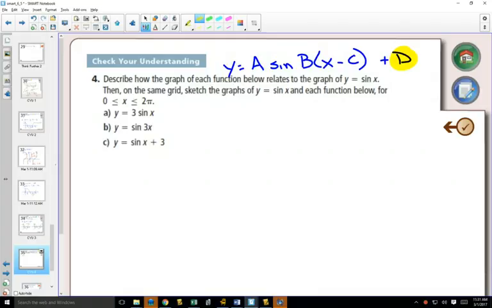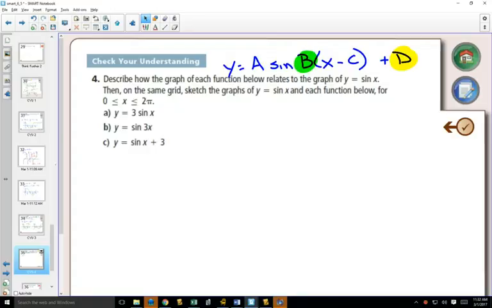So we're going to look at how that affects our graph, and what in particular, sort of everything we've done so far for our sine and cosine graph has done something particular. So A affected our amplitude. That's particular to sine and cosine graphs. B affected our period, and that's particular to sine and cosine graphs.